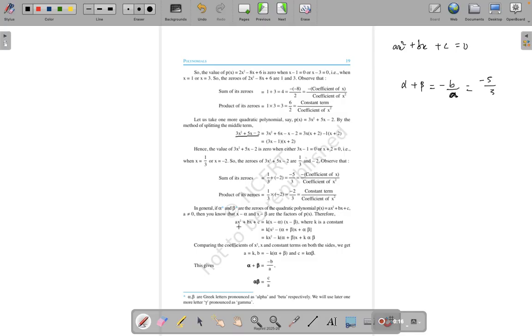And this is the proof that we have already done. ax square plus bx plus c, you have written in the form of k times (x minus alpha) times (x minus beta). I've explained why we use this k, right?